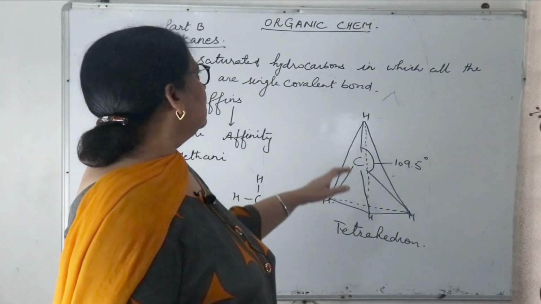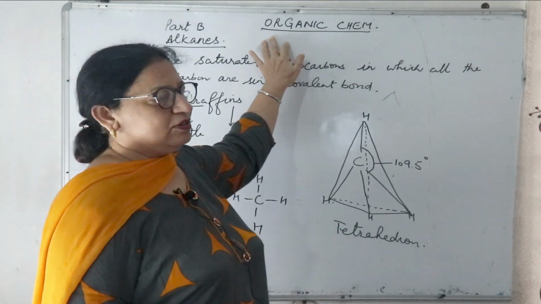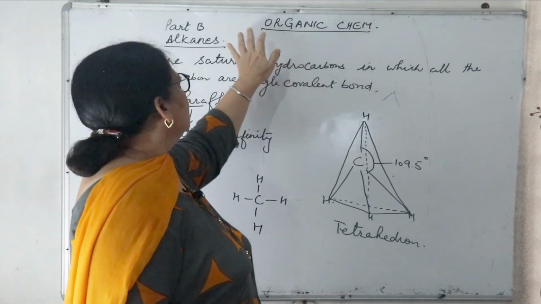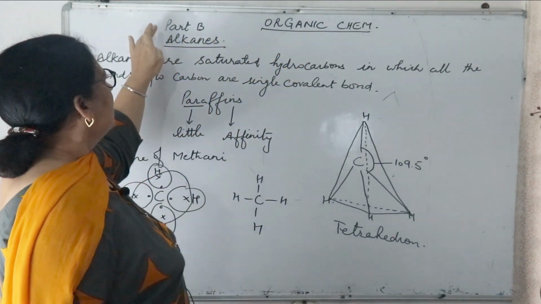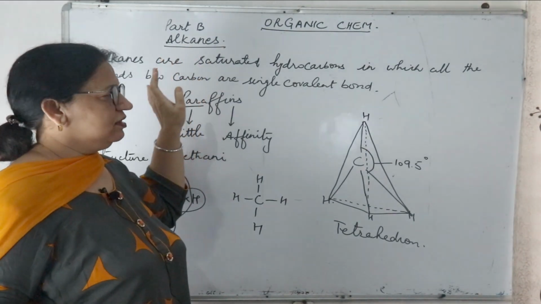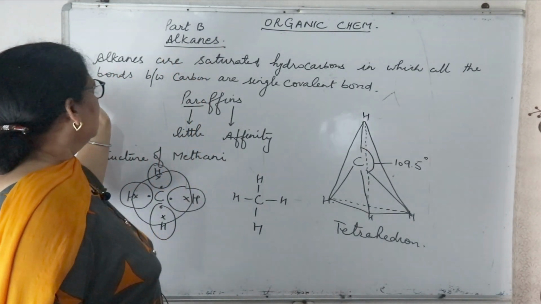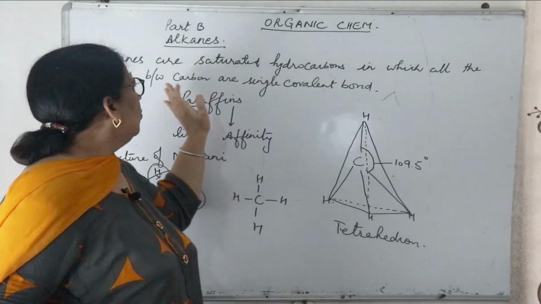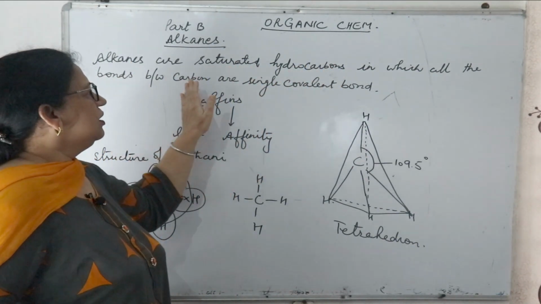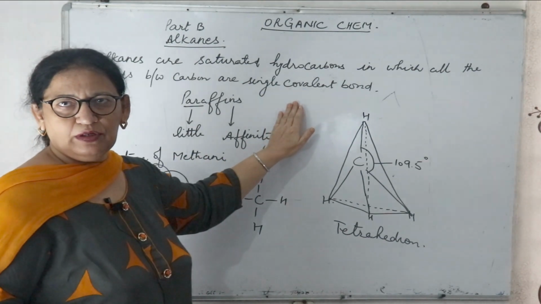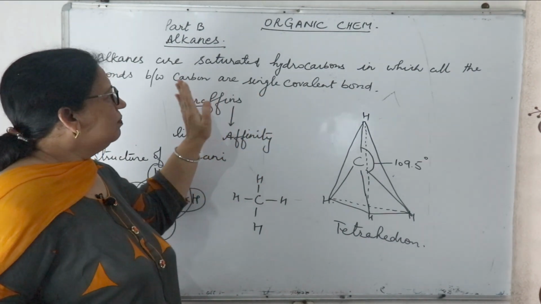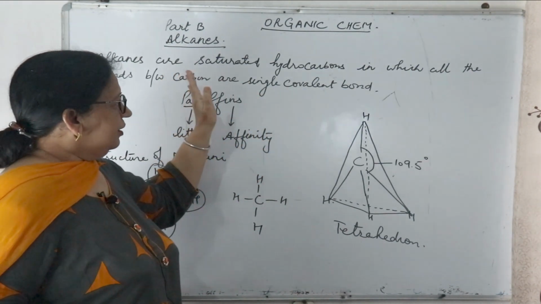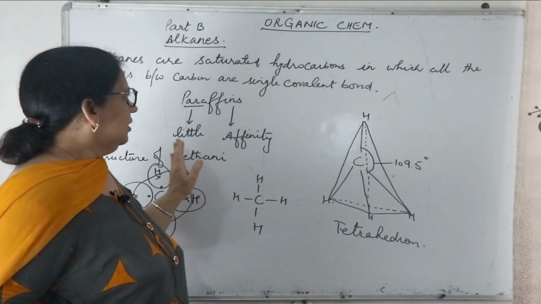We have done the basics of organic chemistry. Let us start with the B part today, that is alkanes. What are alkanes? You know that they are the saturated hydrocarbons in which all the bonds between carbon are single covalent bonds. So single covalent bond hydrocarbons are called alkanes.